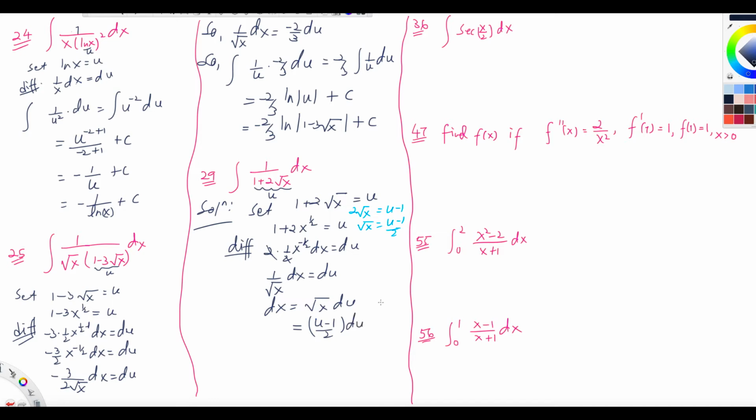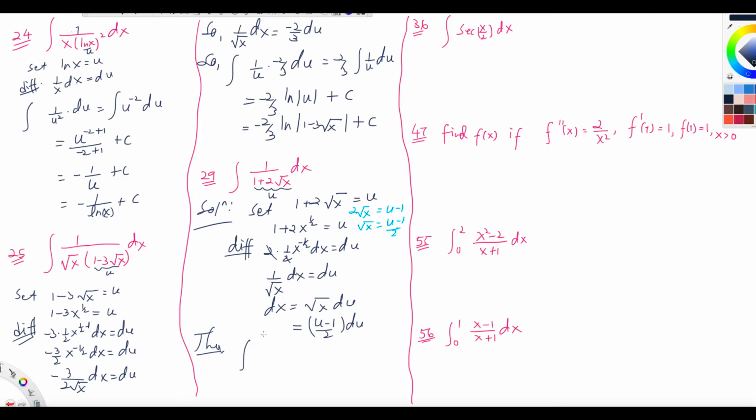The idea here is whenever you use the substitution method, after you substitute a function of x equals u, you don't want anything in terms of x to be left there. So what we want to do is change all the x in terms of u. That's why I was getting root x du, but I replaced root x by u minus 1 over 2. So hence, what do you get?